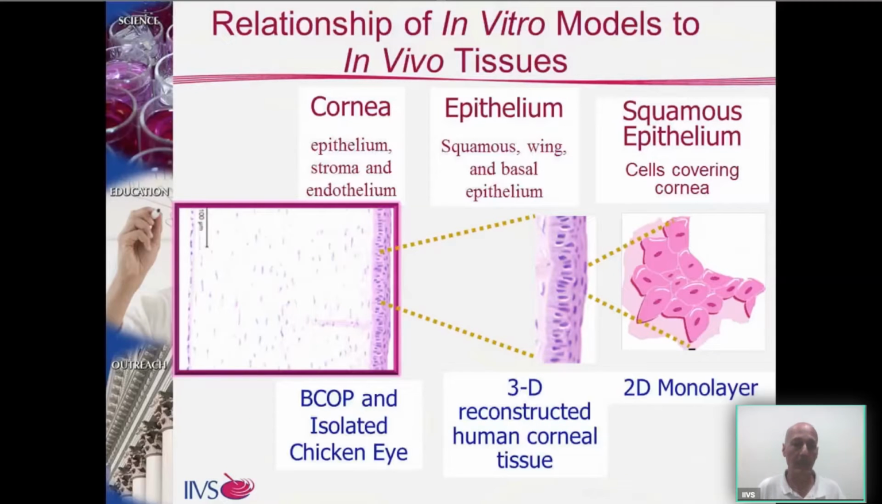For example, by looking at what's happening at the cornea level, we can utilize ex vivo tissues such as those from the bovine cornea in the BCOP assay, the bovine corneal opacity and permeability assay, or in the isolated chicken eye assay. These tissues are obtained as byproducts from abattoir activities. Perhaps more interestingly, for milder materials, we can look at what's happening at the epithelium level, and there are a number of reconstructed tissue models now that focus on reconstructing the human cornea and the human corneal epithelium in three-dimensional constructs, and these are typically now used in both research settings as well as in regulatory classification and labeling. And then lastly, if we just look at what's happening at the outer epithelium, there are a number of two-dimensional monolayer cell systems that could be utilized and applied for just these initial events that happen at the initial contact with the eye or the cornea.